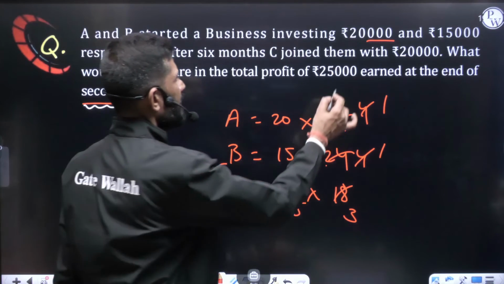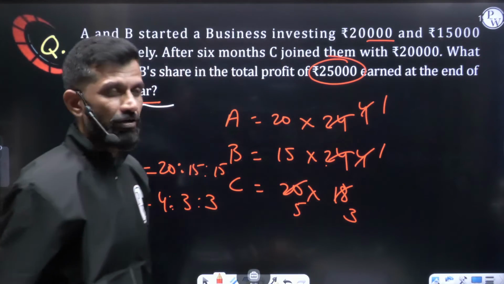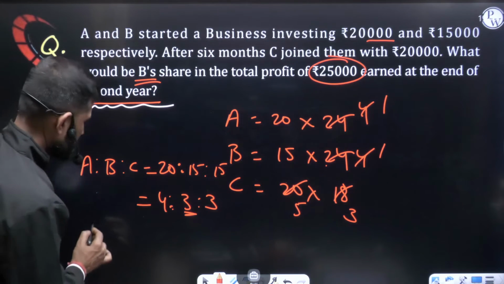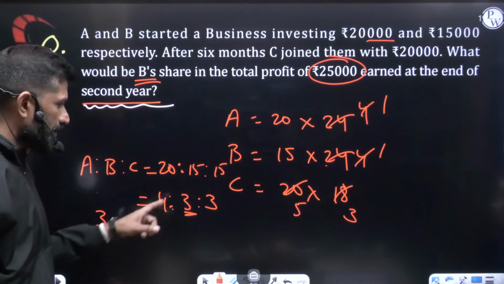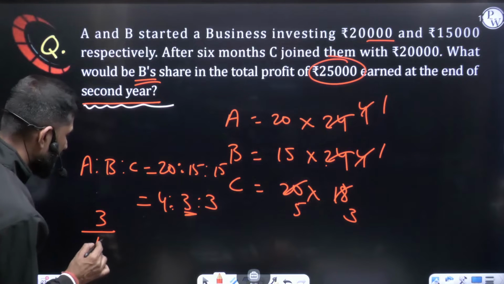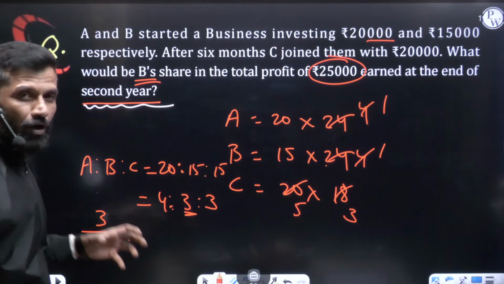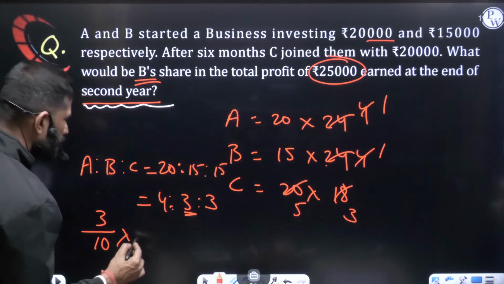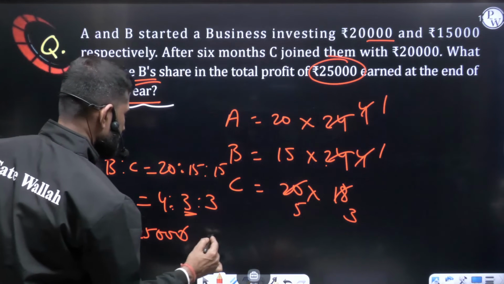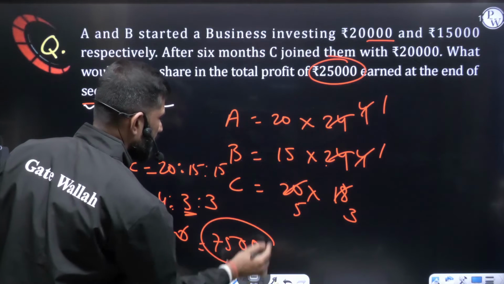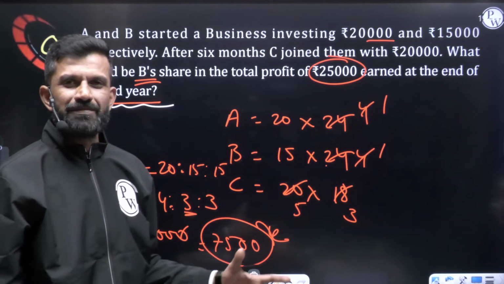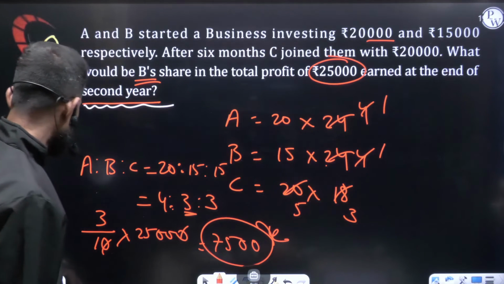Now the total money they got is 25,000, and they are asking you B's share. What is B here? B is 3 parts out of total. Out of total you can say 4 plus 3 plus 3, 10. So B will be getting 3 by 10 of the profit. So 3 by 10 of 25,000 B will be getting. 0 0 cancel. 25 3s are 75. So 7,500. This will be the share of B if the total profit is 25,000. Simple. So this is how they place the question.